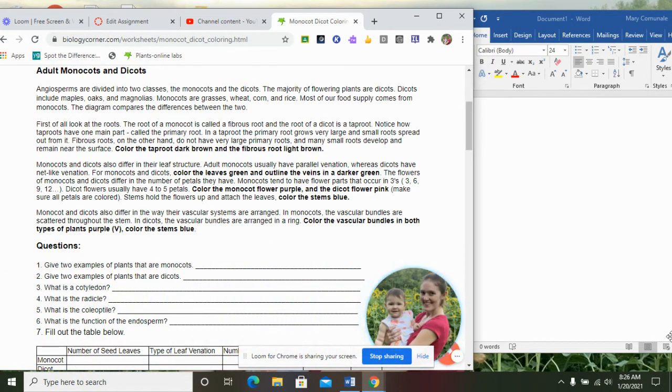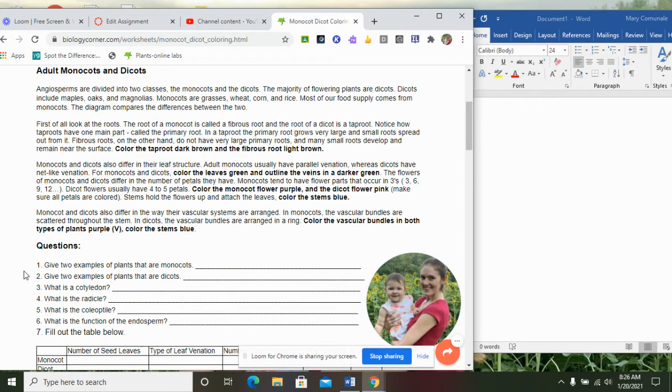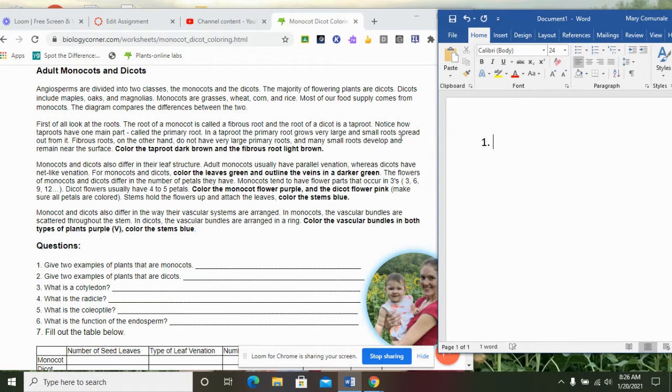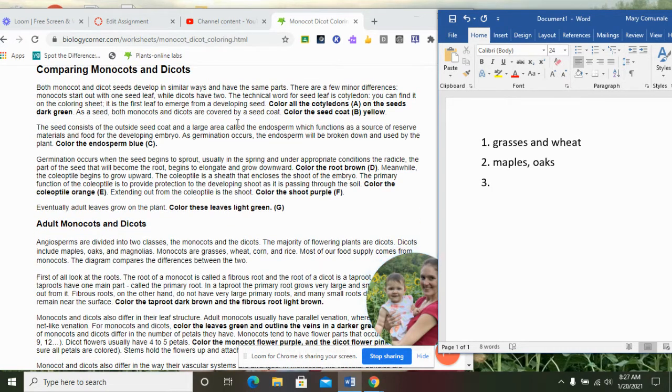So on our first question, let me move this just over there, it says to give 2 examples of plants that are monocots. So for number 1, I'm going to use this first paragraph right here, and I'm going to write grasses and wheats. You could have said corn or rice as well. Number 2 says to give 2 examples of plants that are dicots. I'm going to go with maples and oaks for that one. What is a cotyledon? We answered that one in the first section up here. It is a seed leaf.